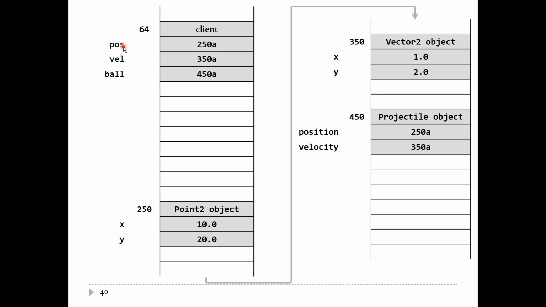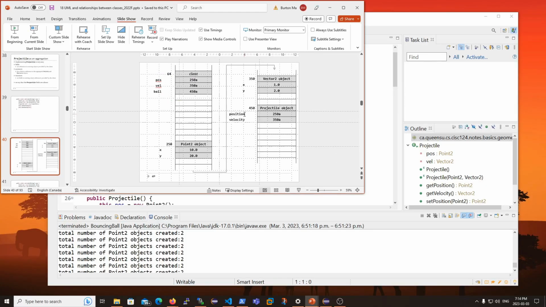So the user has a point called POS, right? That's the point at address 250, which is down here. The user has a vector called VEL, and that's the object at address 350 over here, right? And then the projectile is the projectile object at address 450. That's right here. And there's a small typo on this slide as well. So the projectile has two fields, POS and VEL, so it should look like that.